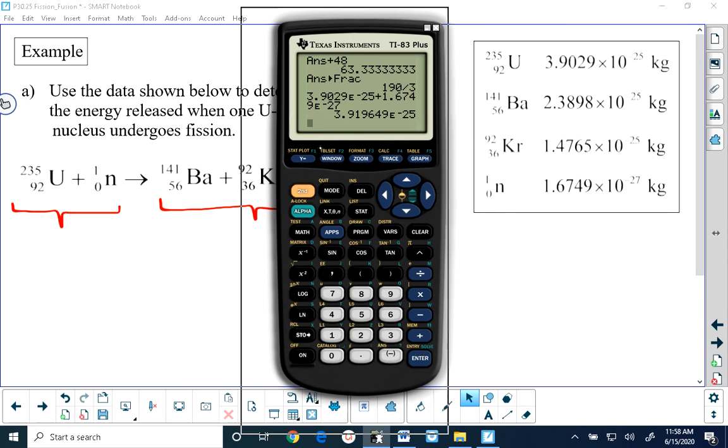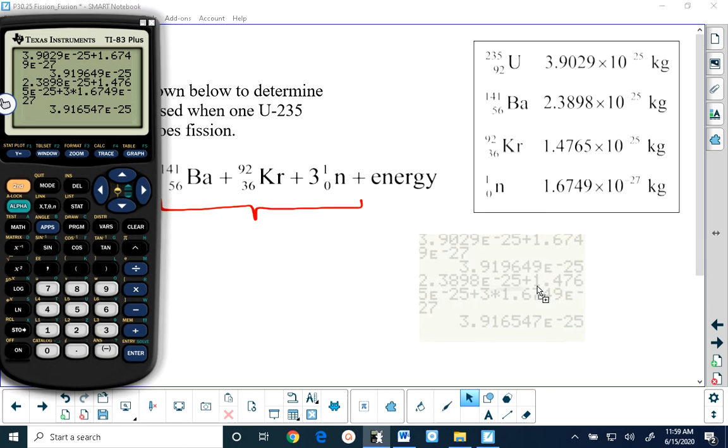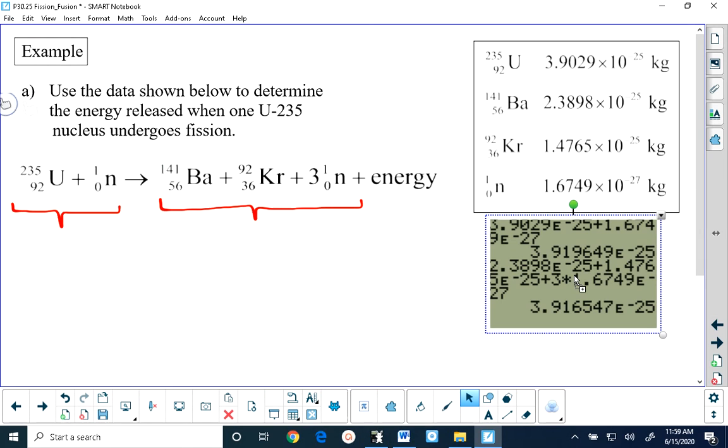If I want to find the mass of the material that we have afterwards, which I suppose I can call the mass of the products, I have to take the mass of barium, which is 2.3898 multiplied by 10 to the negative 25, and I have to add the mass of the krypton, which is 1.4765 multiplied by 10 to the negative 25 kilograms. And I have to also add 3 multiplied by the mass of a neutron. What this gives me afterwards is 3.916547 times 10 to the negative 25 kilograms. So we have a very small loss in mass, but there is a loss in mass.